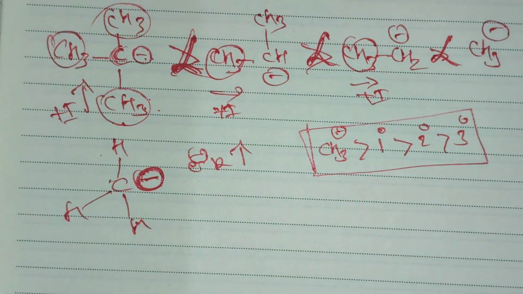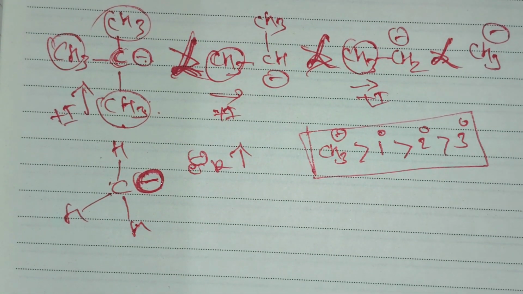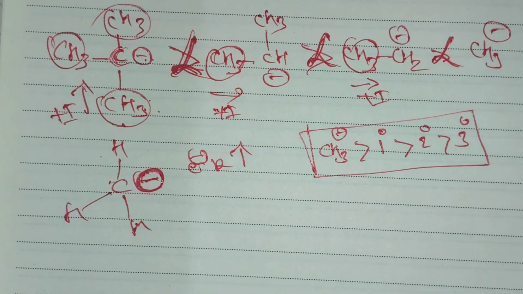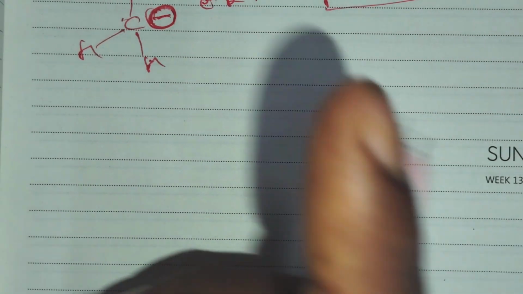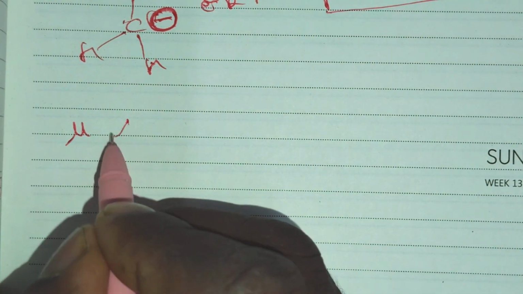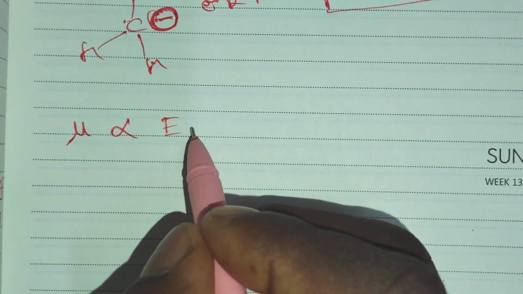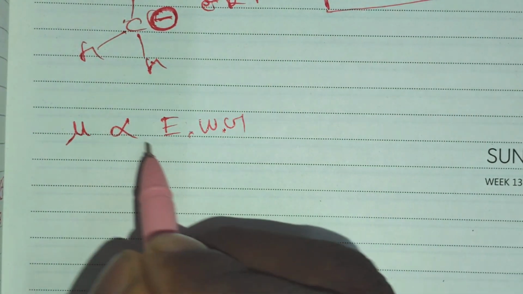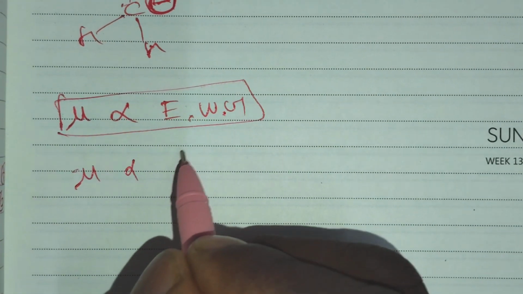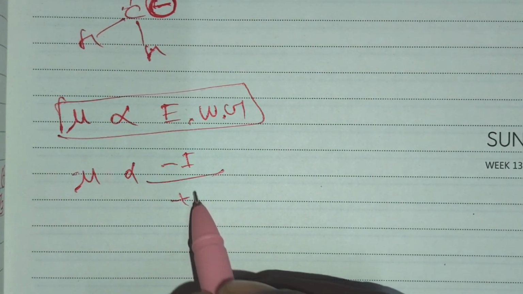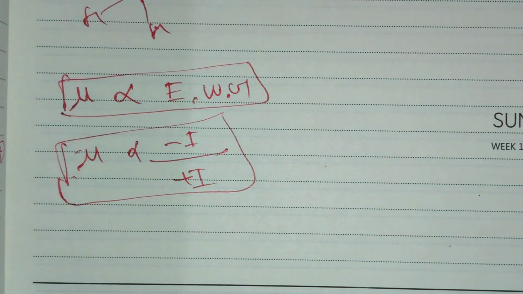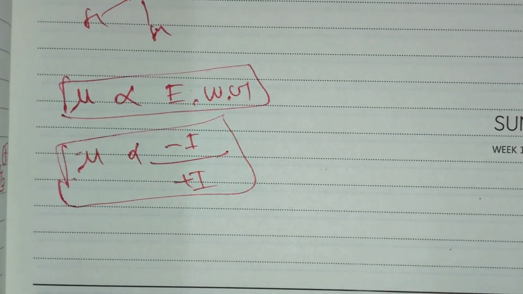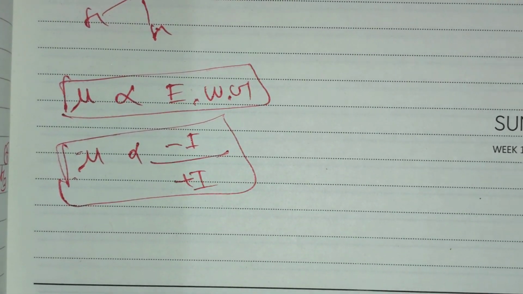Okay, so these are the inductive effect, a very important area. And there is another application: the dipole moment. The dipole moment mu is directly proportional to the electron withdrawing group, that is, mu is directly proportional to the minus I effect and inversely proportional to the plus I effect. So in the case of the minus I effect, a highly electronegative group gives a higher dipole moment or a higher minus I effect.